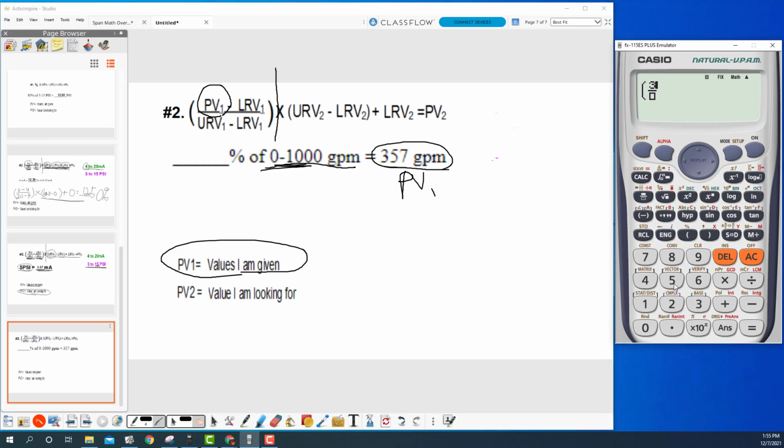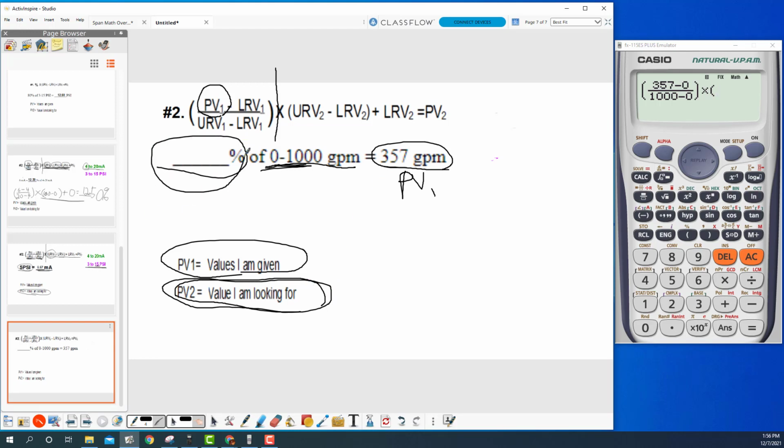So first number is 357, minus the lower range, which is 0, over 1,000 minus 0. Scroll over, close parentheses, multiplication sign, open parentheses. Now we've moved to the values I'm looking for. What was I looking for? A percentage. So again, it's 100 minus 0, close parentheses, plus 0. So this tells me that it's 35.70%.